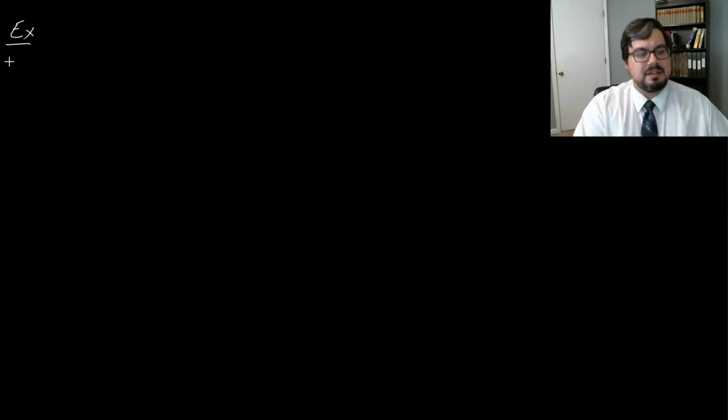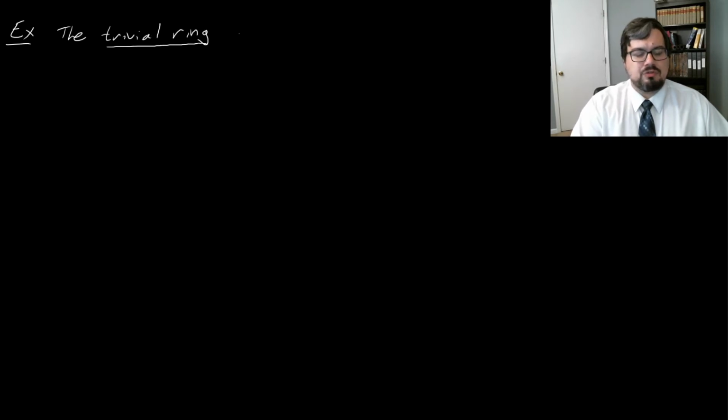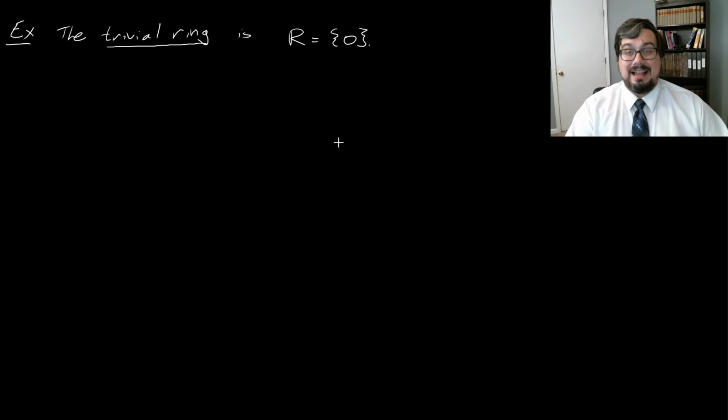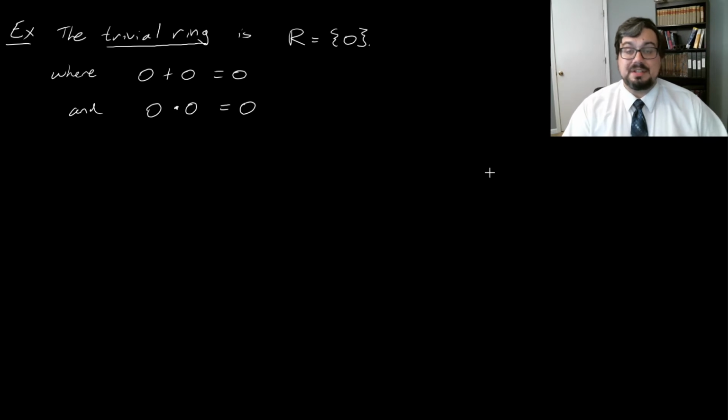So our first example, but it almost doesn't even count, is called the trivial ring. The trivial ring is the ring R, which contains just a single element, 0, where 0 plus 0 is equal to 0, and 0 times 0 equals 0. There's just the one element, it just sits there. We had the trivial group that we looked at last semester, which contained just a single element. The trivial ring also contains just a single element.